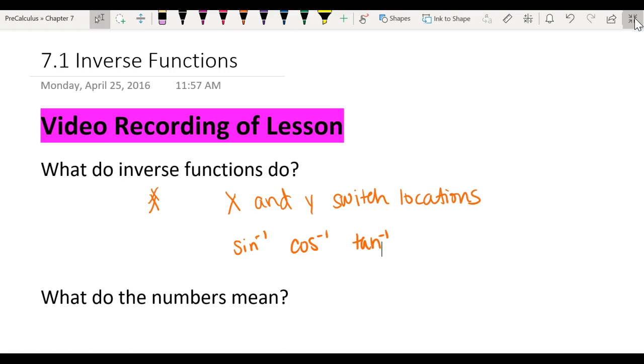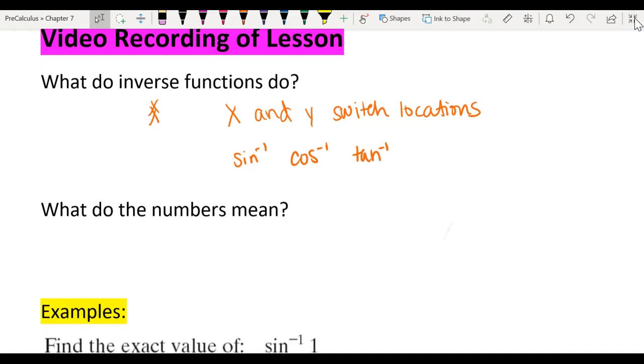All right. So what do the numbers mean? I think what I meant by this is, for example, if you have the point 0,1, what happens to that point if you find the inverse? It's 1, 0. Okay?